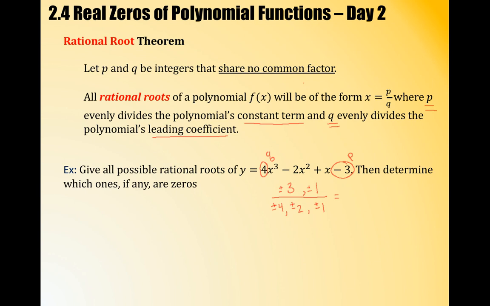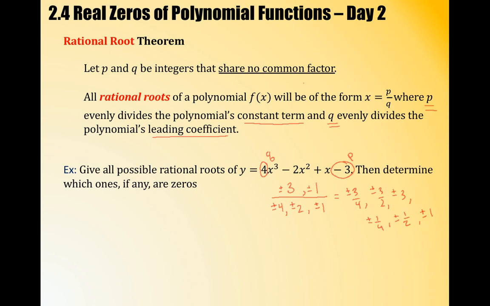I mean, if you wanted to list them out differently, I could have plus or minus 3/4. This is really what it means. I could have plus or minus 3/2. These are possible rational roots. Plus or minus 3, right? 3 over 1. Plus or minus 1/4. Plus or minus 1/2. Plus or minus 1. Right? There's a lot of options. This would be a lot for you to sit there and go through.